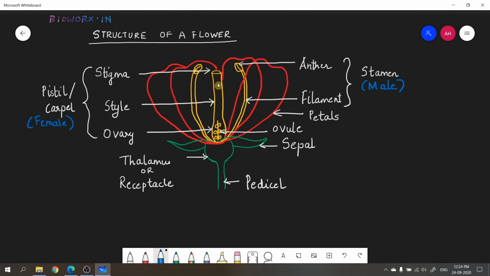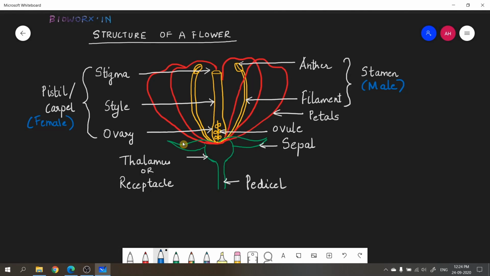Style is the long slender tube which connects the stigma and the ovary together. And ovary consists of ovules inside where the female gametes are produced. So basically the male gametes from the anther are supposed to reach up to the ovule for fertilization to take place, and the process which will assist over here is pollination. We will be talking about that in the next videos.